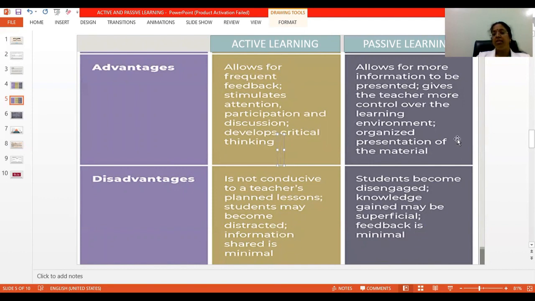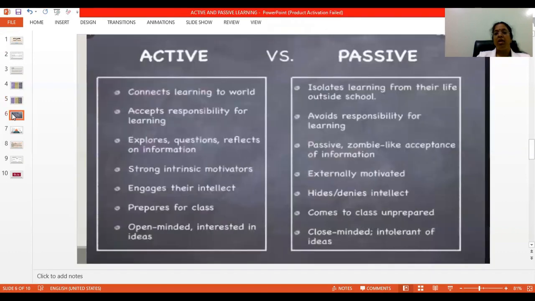Whereas in passive learning, the advantage is the teacher can give more information to the student. The teacher has high control over the environment, and can give an organized presentation of the material. In passive learning, the disadvantage is the students become diverted and disengaged. The knowledge which they gain might be superficial because they don't actively involve in the lesson, and the feedback which we get is very minimal. So, as I told you already, these are the differences between active and passive learning.